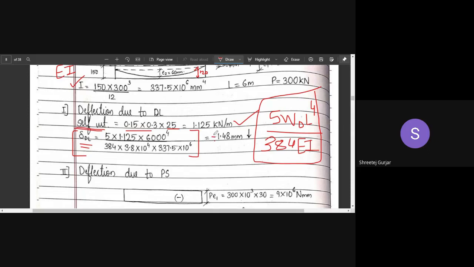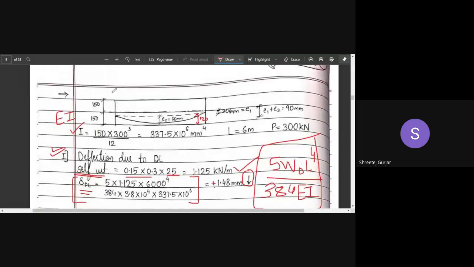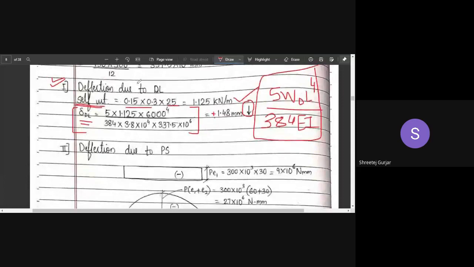It is positive, and positive means downward direction. So this is due to dead load. Now they have not given us any live load, so we'll skip live load for now. We'll move on to pre-stress.